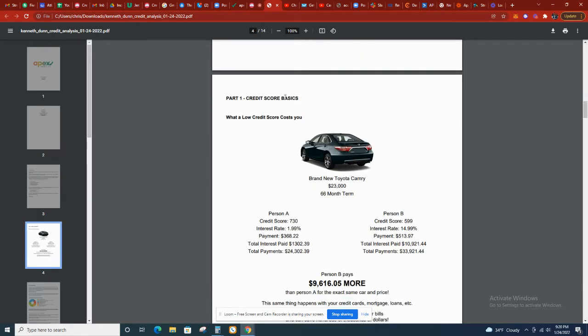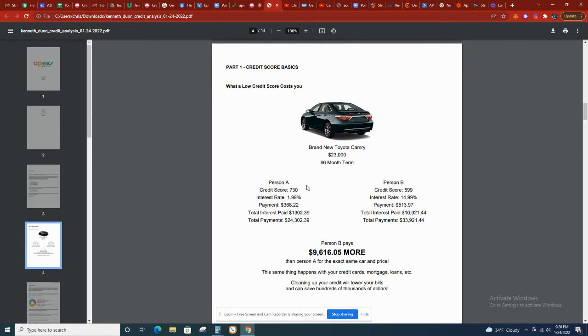Part one is credit score basics, where you're basically going to read this example, the cost of good credit and the cost of bad credit. And as you can see in this example, the customer with bad credit is going to pay $9,616 more than the person with good credit. So when a customer turns around and says, well, it's a little expensive and I don't think I can afford it right now, the truth is your client can't afford not to do this.